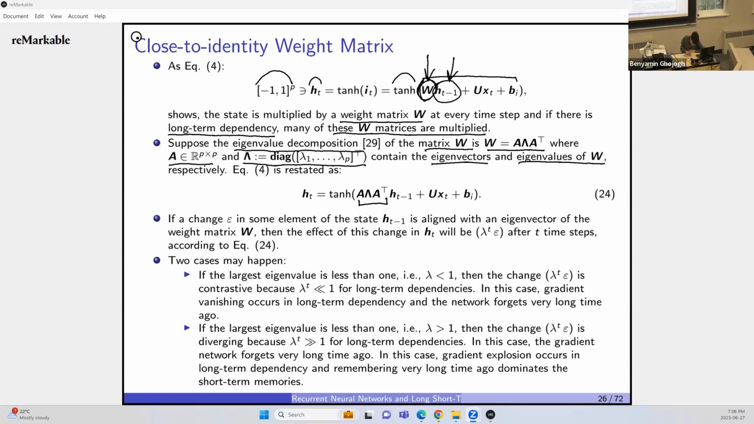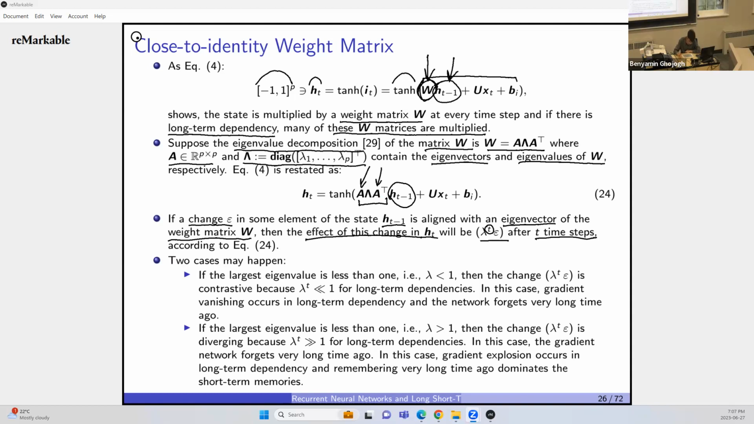Now it says if a change epsilon, so a small change, in some element of the state H_{t-1} is aligned with an eigenvector of the weight matrix W, then the effect of this change in H_t will be lambda^t epsilon. So this t is not transpose. This t is the power of t, okay? After t time steps. So why? What do you remember? Here we have multiplication of the eigenvector A, the column of eigenvector with H_{t-1}. Do you agree? Do you agree?